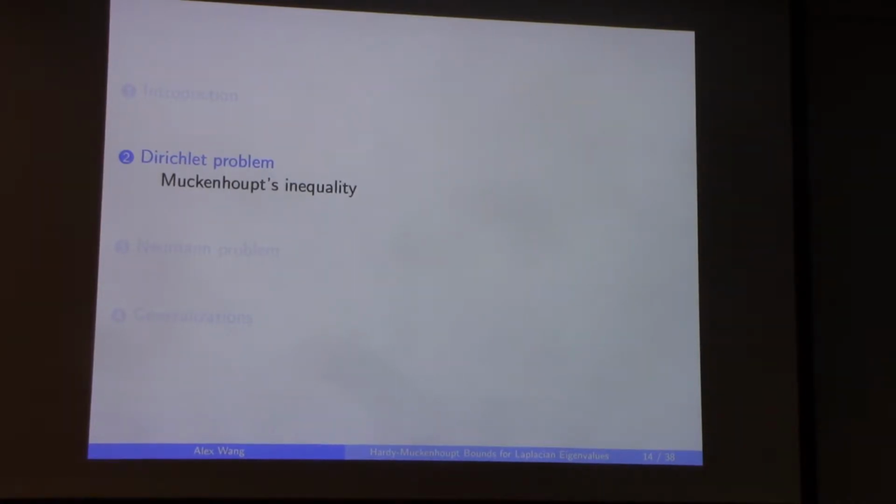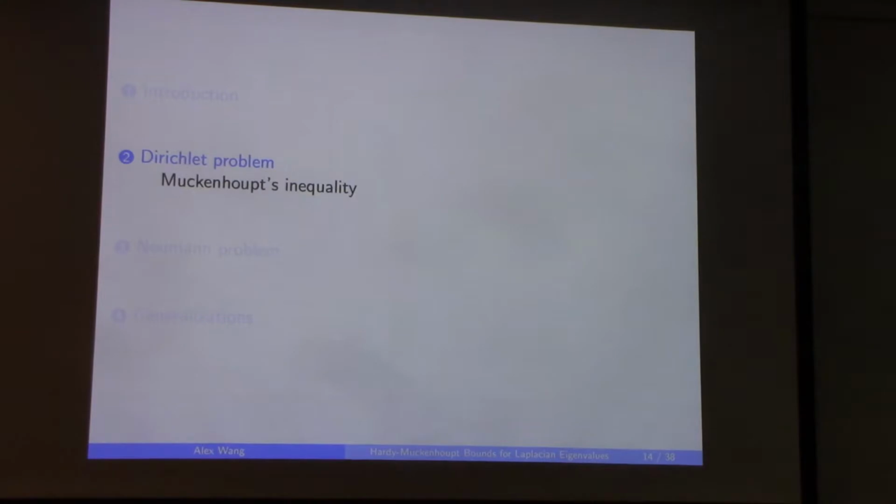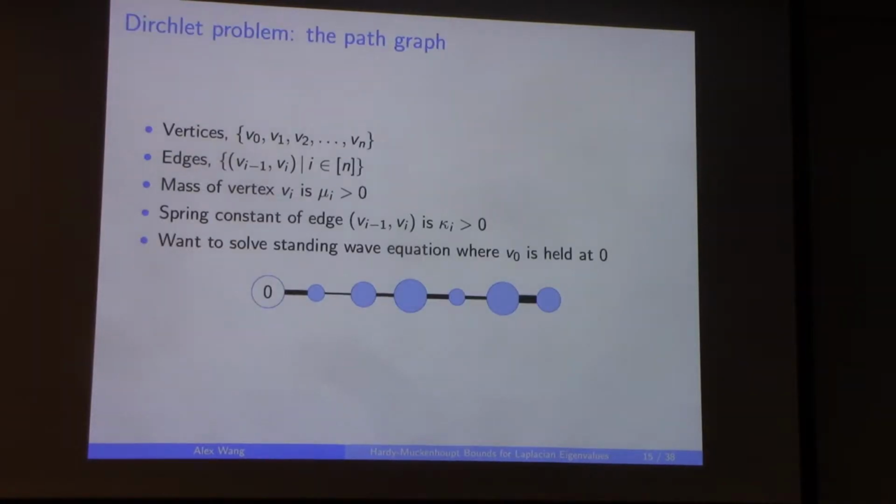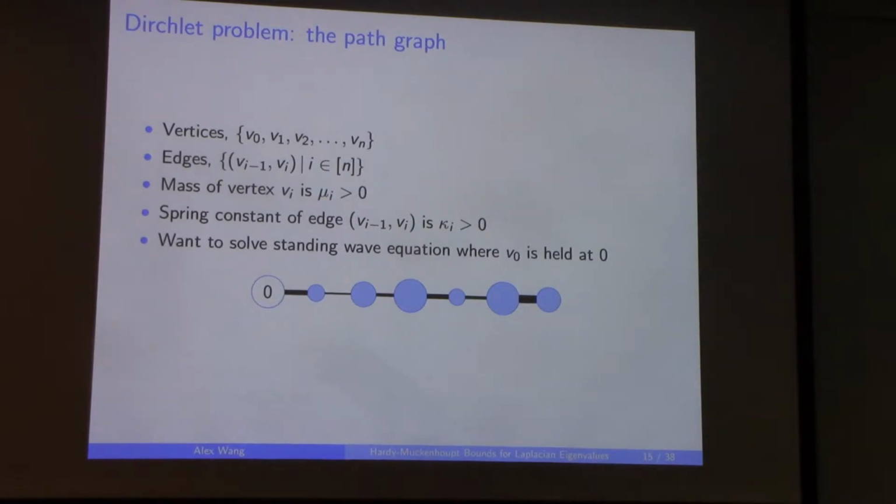Yep. And so while we're talking about this Dirichlet problem, I'll tell you about this very cool, very neat inequality that we found called the Muckenhoupt inequality. In a sense, the Muckenhoupt inequality is nothing other than a statement about the Dirichlet problem. Again, I'm only going to cover the path graph in this talk.